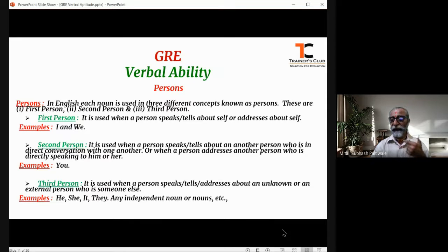He, she, it are the singulars in third person, and in plural, they is the word that is used for plural in third person. They can be both males, both females, a male and a female, or both neutral genders, or a neutral gender and a male, or a neutral gender and a female. It can be the combination of anything. So this is what you have to understand about persons.